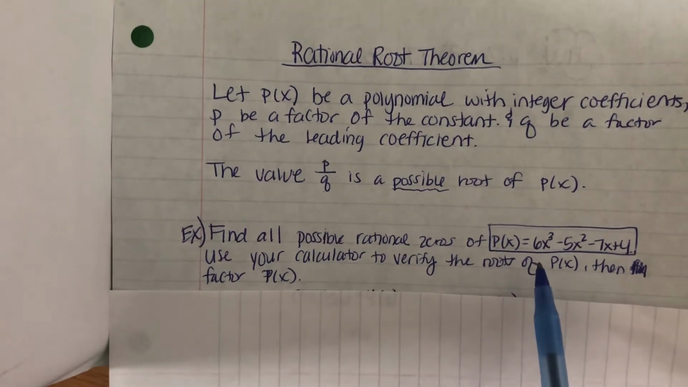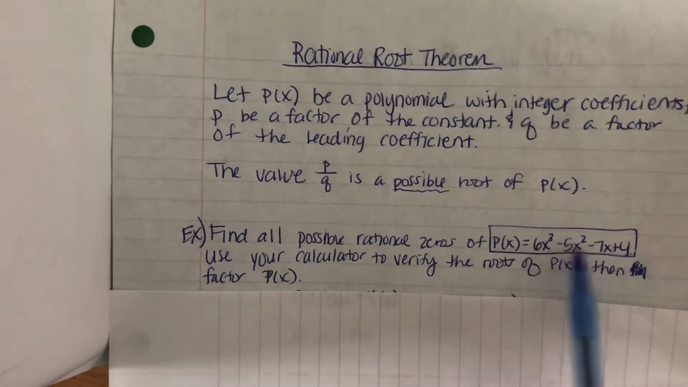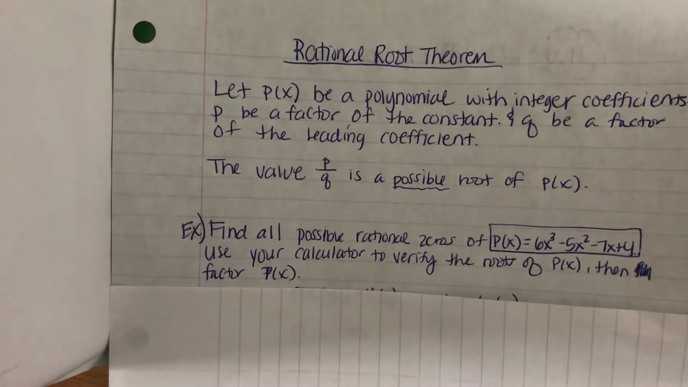Typically the methods we've used so far are things like factoring, but this one's not factorable. And we can also use graphing and just seeing where it crosses, but if we're looking for an algebraic method, the rational root theorem is something that can help us out.